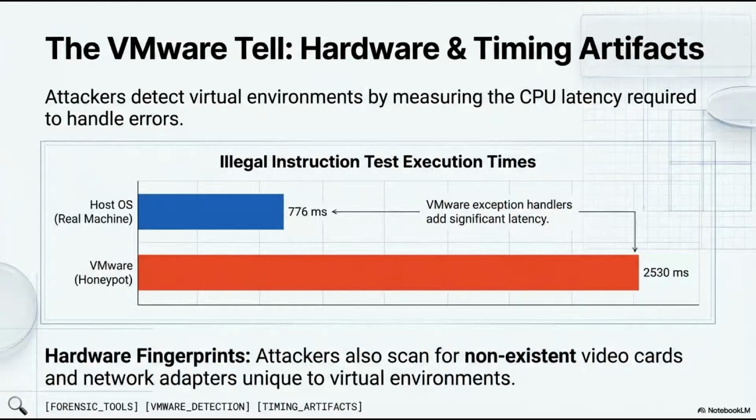Okay, let's get even more technical. Slide 6, the VMware tell. Virtualization is great for honeypots because it's cheap and easy to reset, but virtual machines leave fingerprints. Attackers look for hardware that shouldn't be there or is missing, like specific video cards unique to virtual environments. But the quiz material is focused on something much more subtle. Timing. The illegal instruction test.